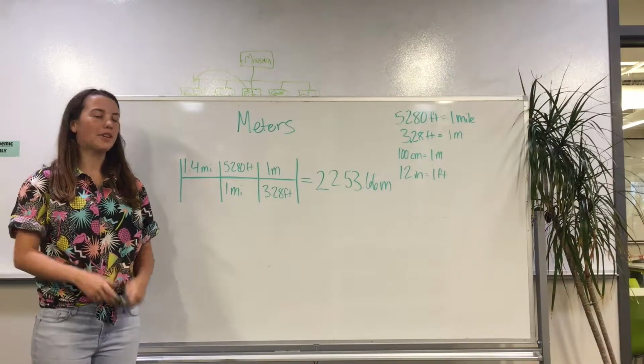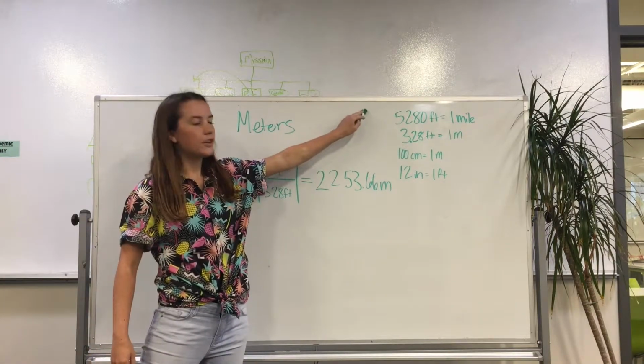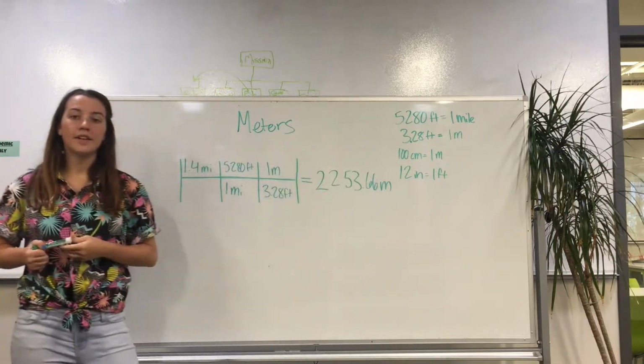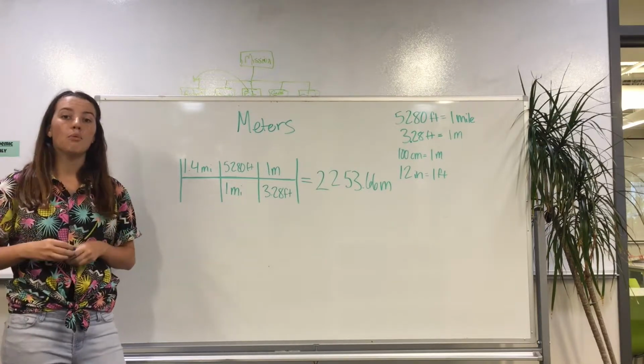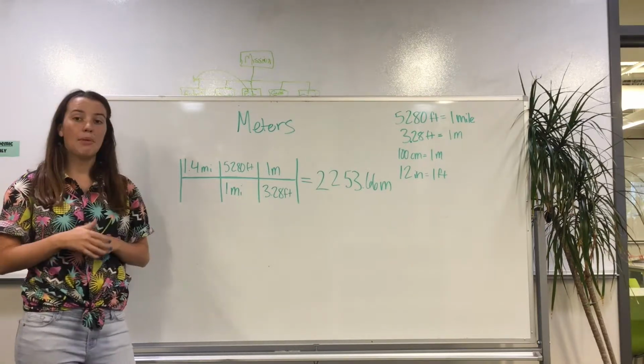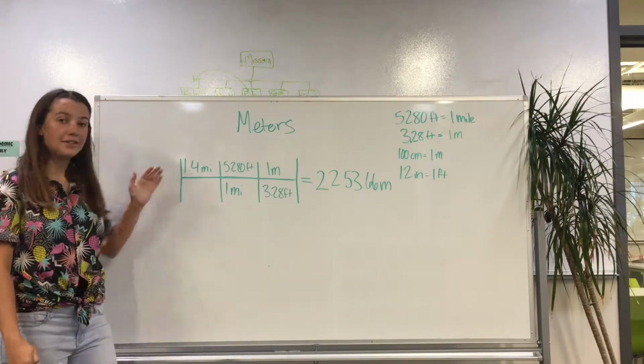Okay, so now we're going to convert from miles into meters. These are the conversions that we already know. We know that there are 5,280 feet in a mile. We know there are 3.28 feet in a meter. We know that there are 100 centimeters in a meter. And we know that there are 12 inches in a foot. We can use this information to convert from miles into meters.